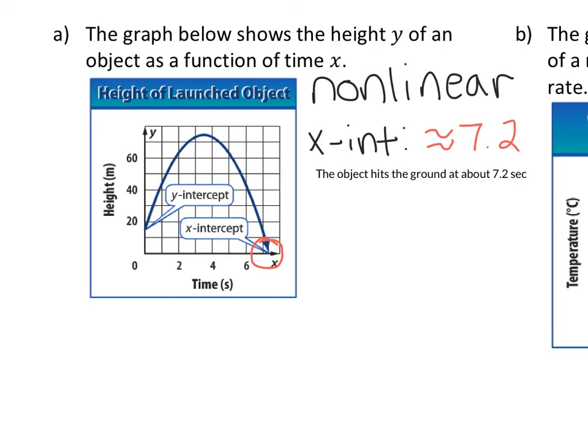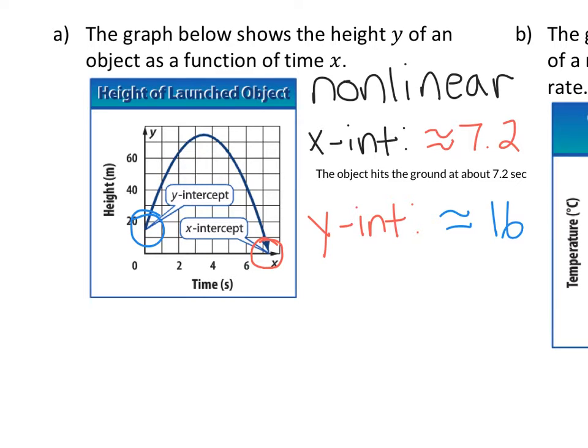The y-intercept is where it crosses the y-axis, and the y-intercept is here. It looks like our boxes are counting by tens, so this is 20, 30, 40, and so on. So it's between 10 and 20, looks about halfway, maybe a little more, so 16 will be my approximation. So the y-intercept is approximately 16.